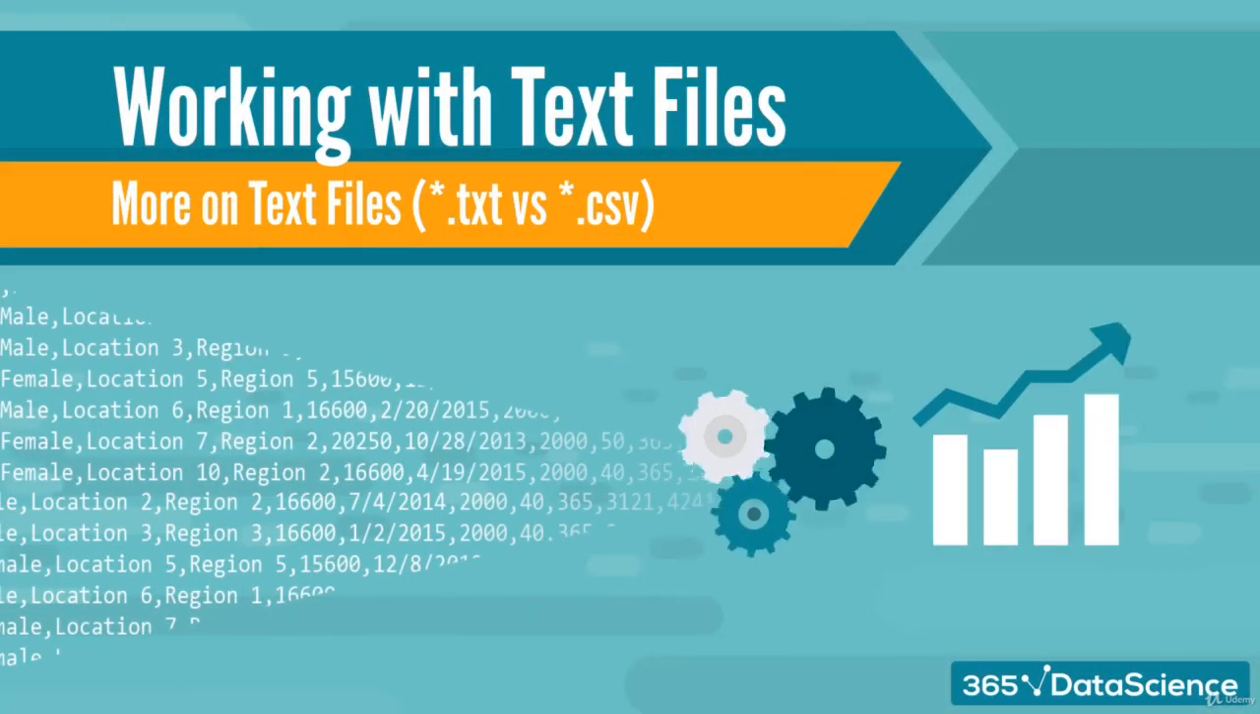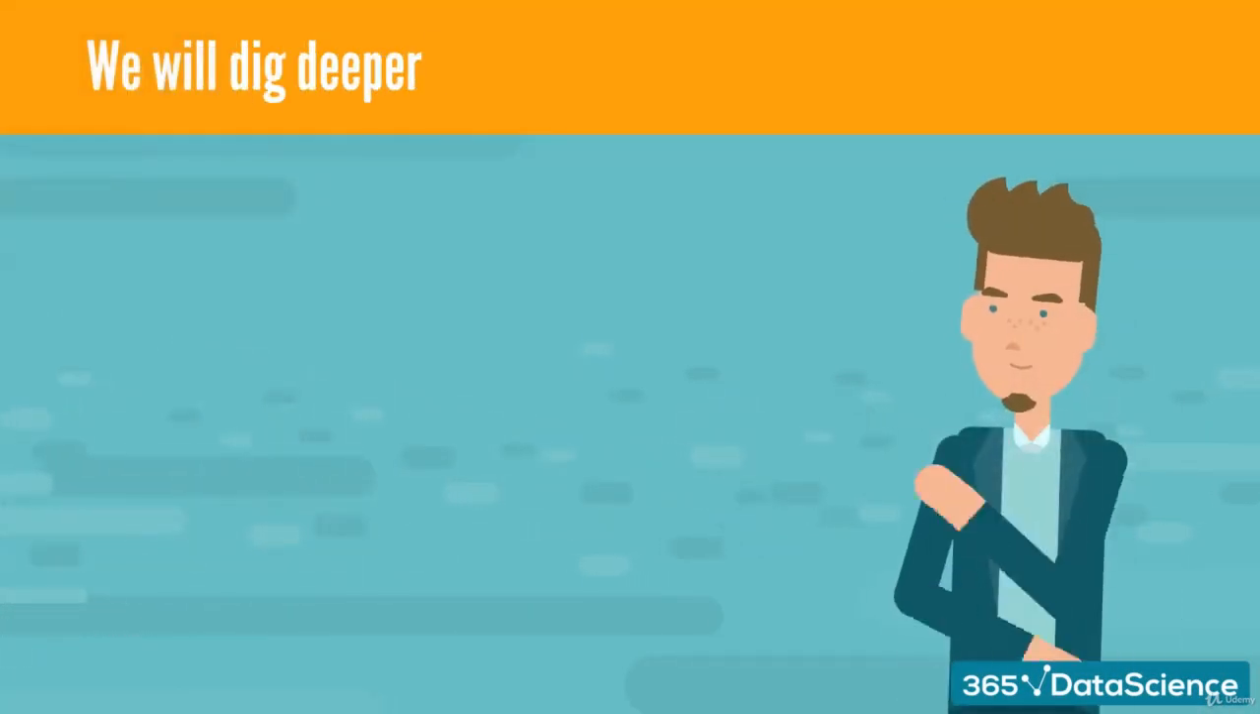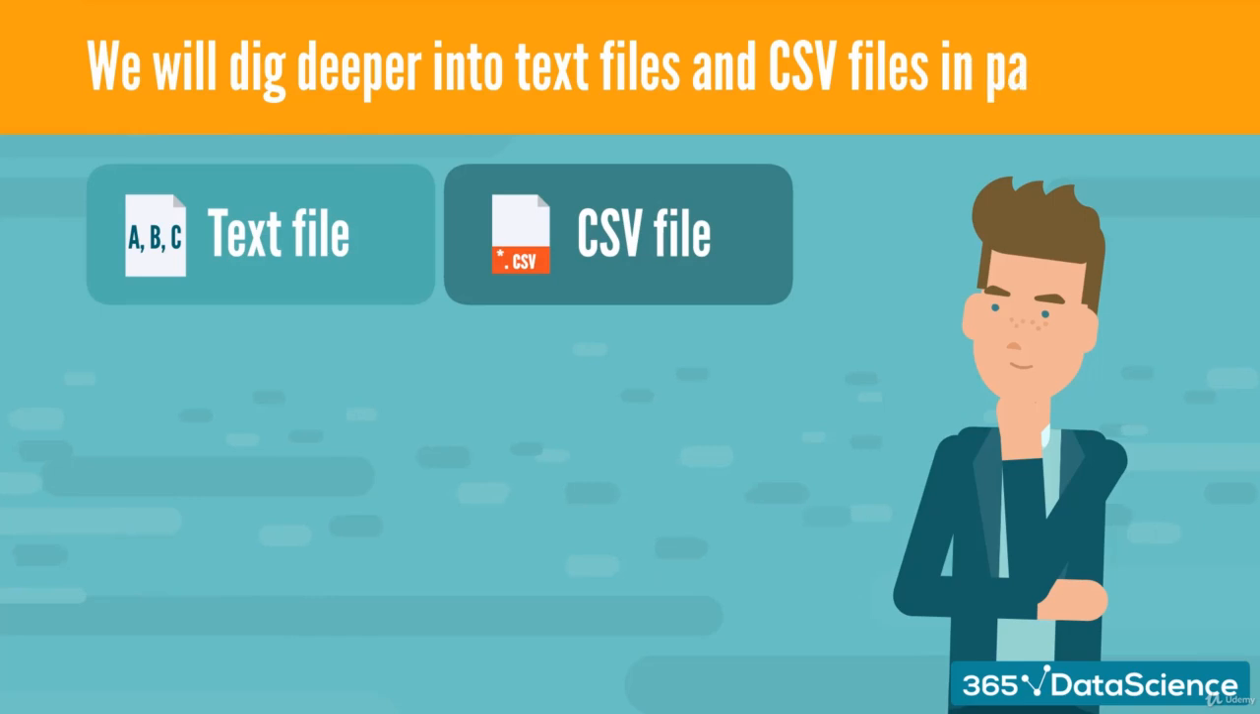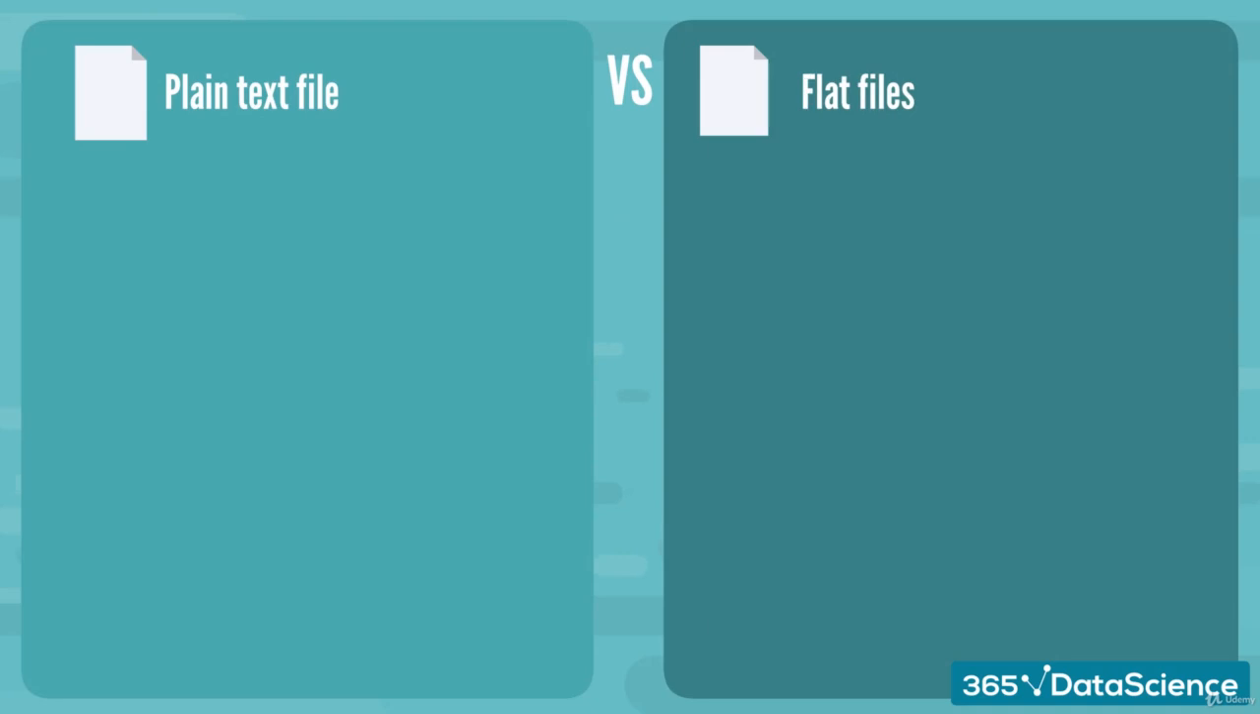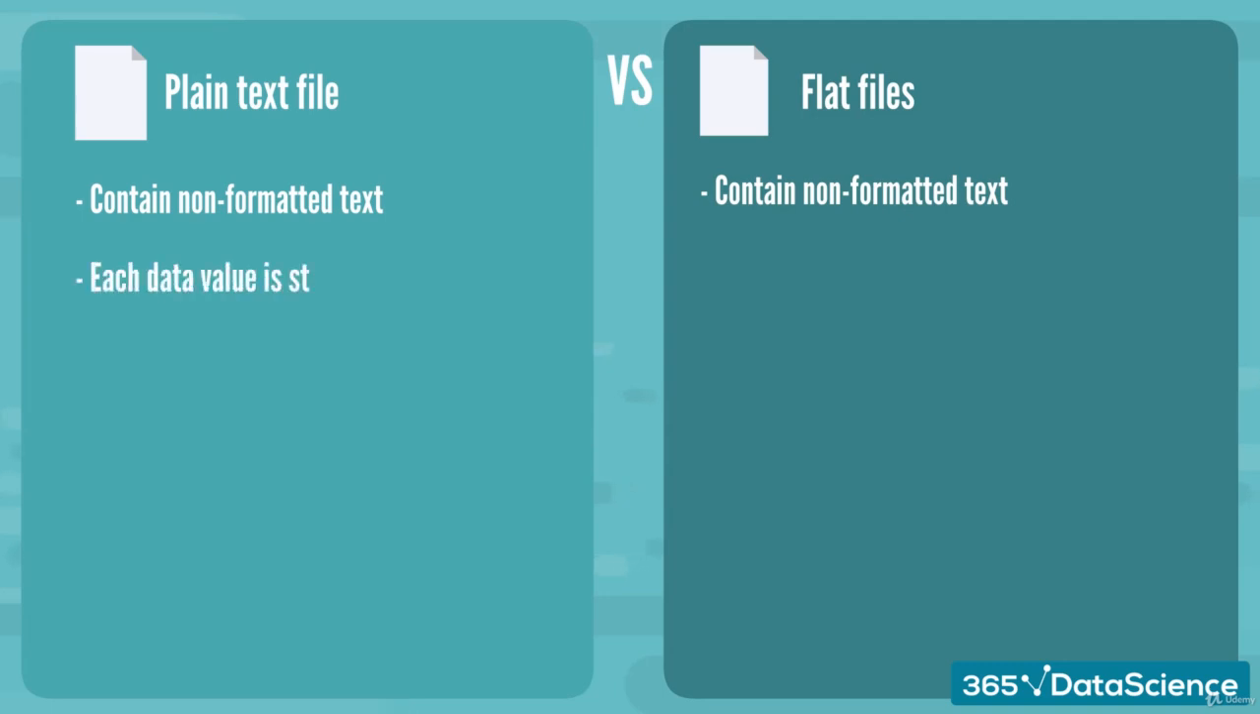Right, excellent. In this lecture, we will dig deeper into text files and CSV files in particular. But before we do that, let's do a deeper comparison between plain text files and flat files. Plain text files and flat files both contain non-formatted text. In a plain text file, each data value has been stored on a separate line. In this case, there are no characters that have to act as separators to indicate separate values.